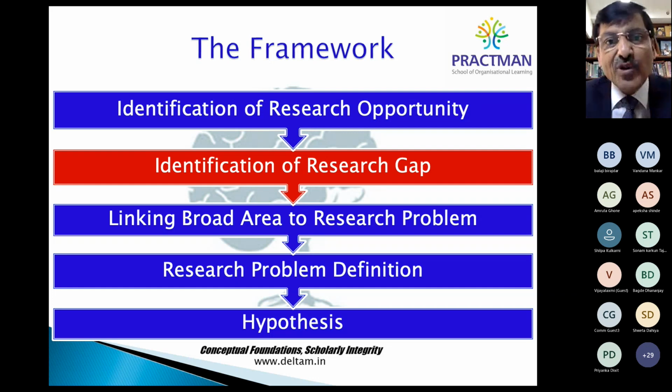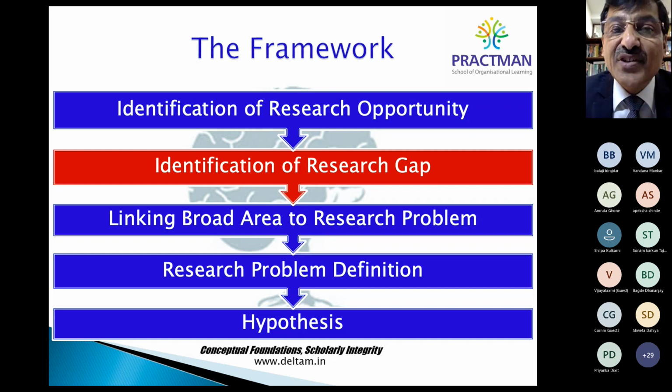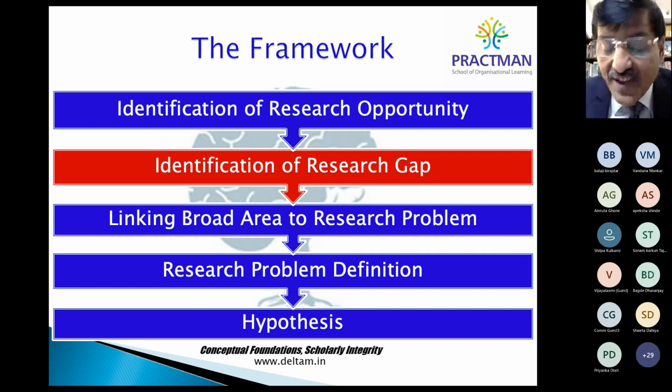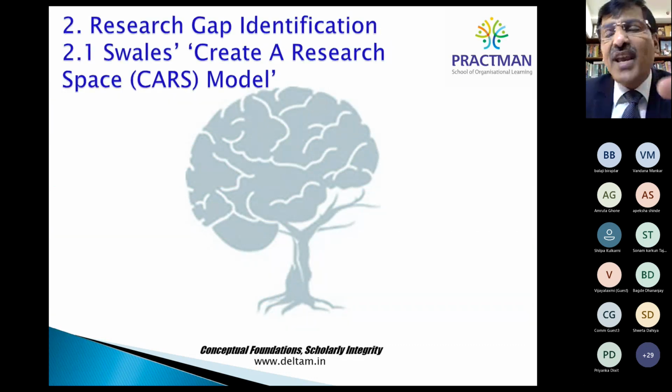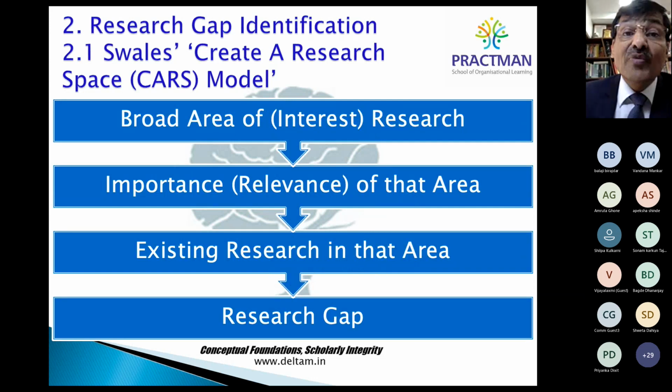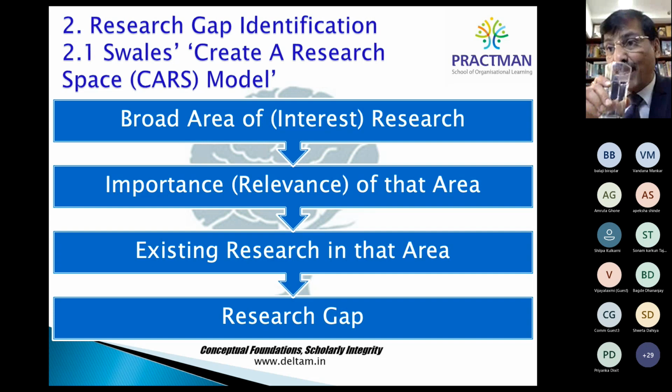So the first part of our framework we have discussed, that is, how do we identify the research opportunity, the broad area of research and the research contribution. Two subparts we covered in that. Now coming to the next point, and that is identification of the research gap. Having identified a broad area of research, how do we identify the research gap? One scholar by the name Swales came out with a model for creating a research gap.